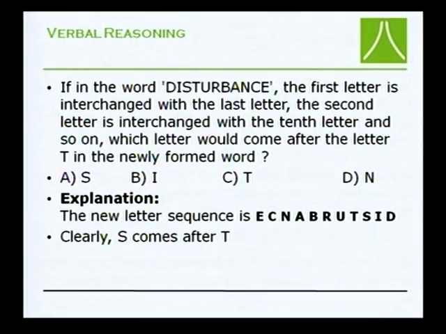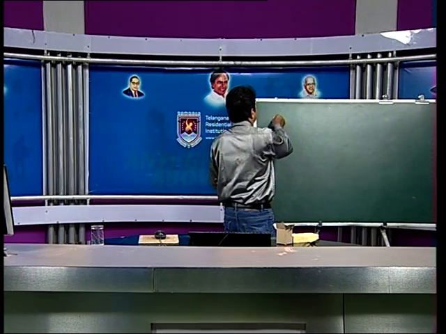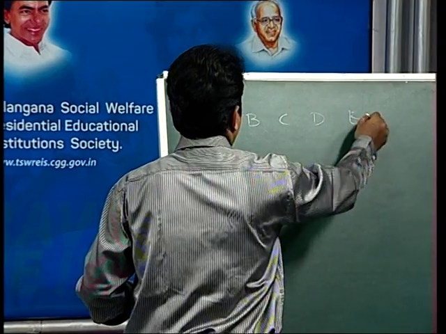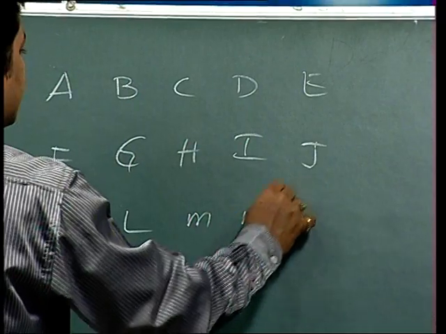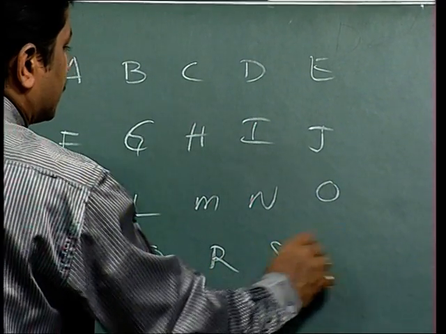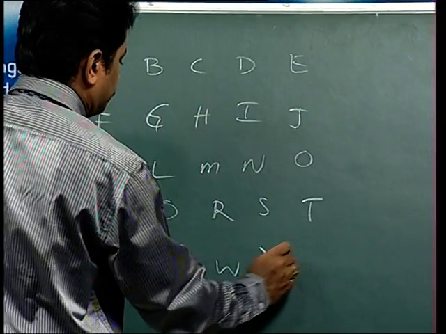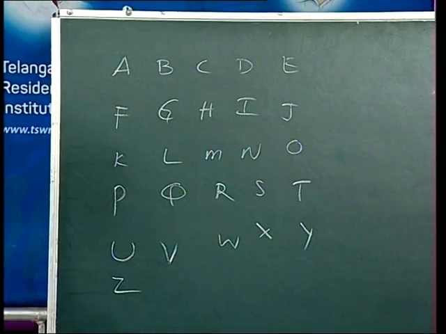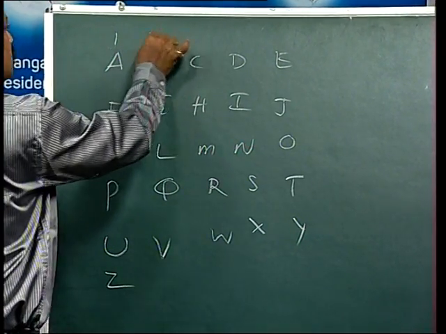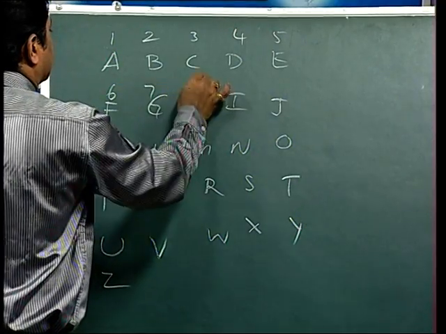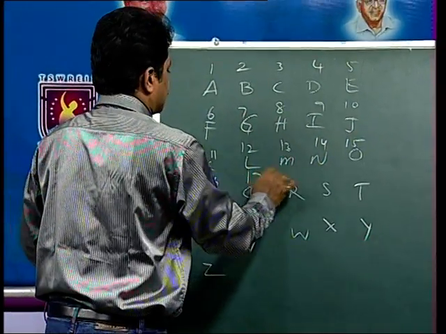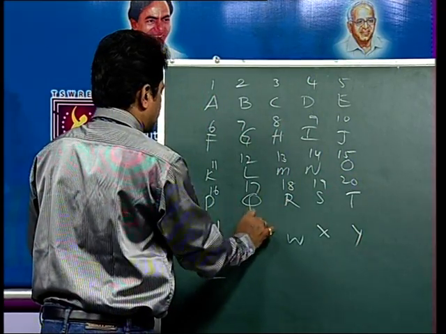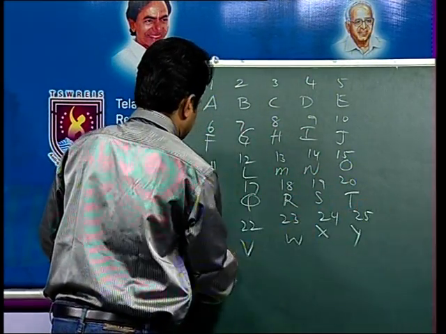So, option A is the answer. For this I will give you a small idea to follow, just observe the board. First you have to write A, B, C, D, E, F, G, H, I, J, K, L, M, N, O, P, Q, R, S, T, U, V, W, X, Y and Z. So, 26 letters, no? So, you have to give the numbers 1, 2, 3, 4, 5, 6, 7, 8, 9, 10, 11, 12, 13, 14, 15, 16, 17, 18, 19, 20, 21, 22, 23, 24, 25 and 26.